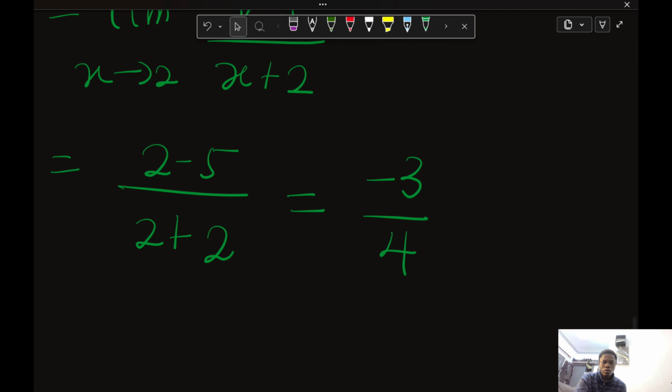divided by 4. So we conclude that the limiting value of the function x squared minus 7x plus 10 divided by x squared minus 4 as the input x approaches 2 is equal to negative 3 divided by 4.